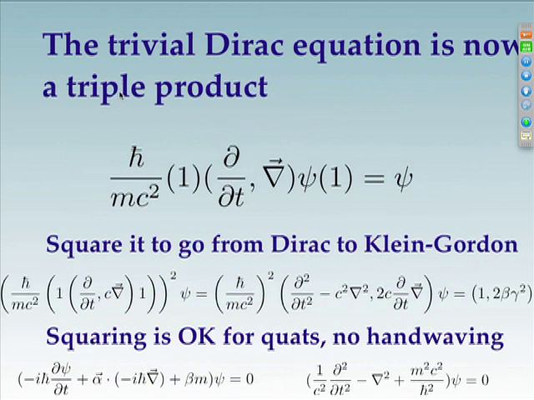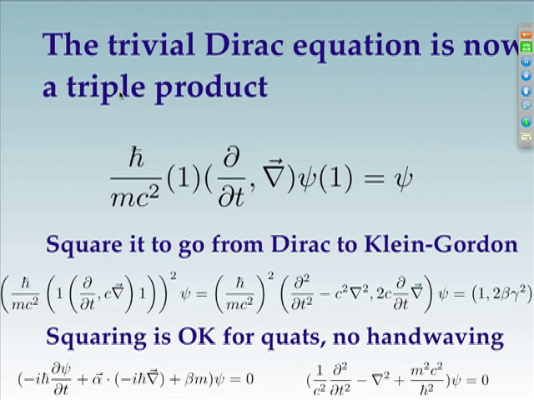So the trivial, quote-unquote, Dirac equation is not a triple product. Okay, so if I square that thing, then I end up with... and squaring is okay for quaternions. I mean, there's no problem with that. You see that? Oh, gee, I did end up at the Klein-Gordon. When I started this exercise, I said, well, you can't really square because I haven't told you what alpha and beta are. Well, now I have told you. I'm working with quaternions, so squaring is a legal thing. I haven't broken any of the math rules. There was no hand waving, and I get to exactly the Klein-Gordon.